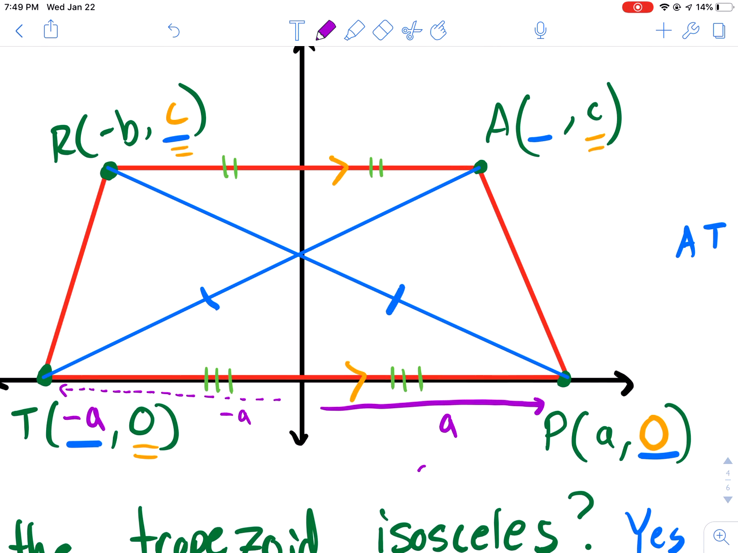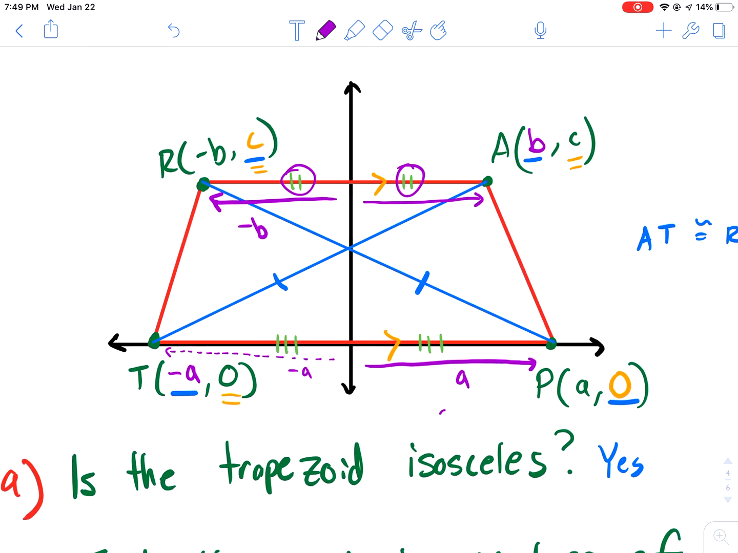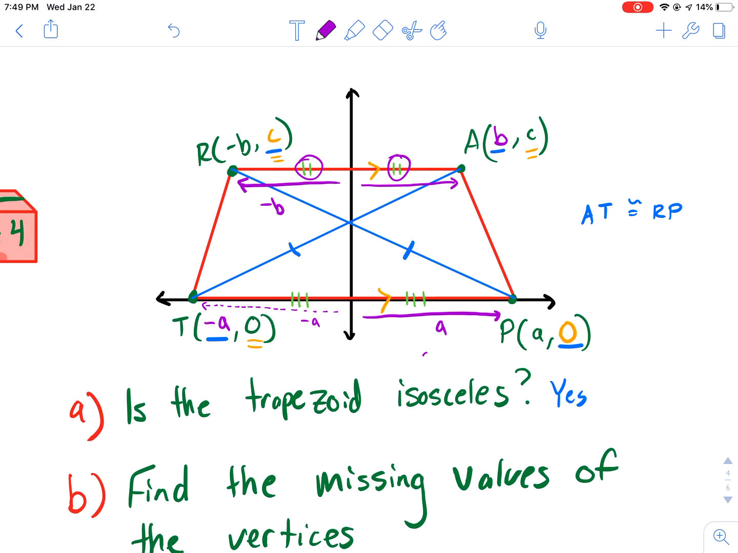Okay, next up, we know that this distance right here is negative B. So if we're going negative B in that direction, then obviously to go in this direction, it being equidistant, we know this is also positive B. So now we have our 4 vertices labeled, okay?